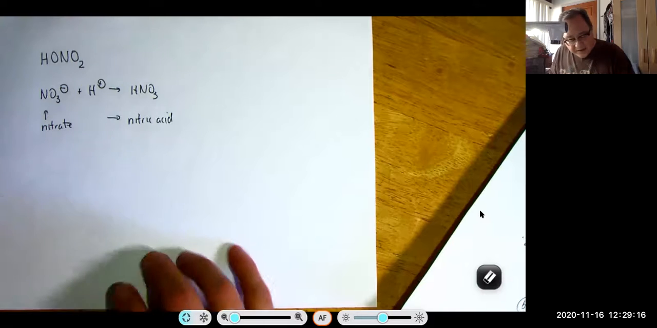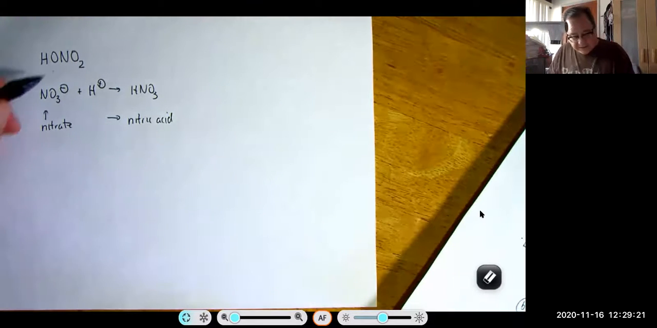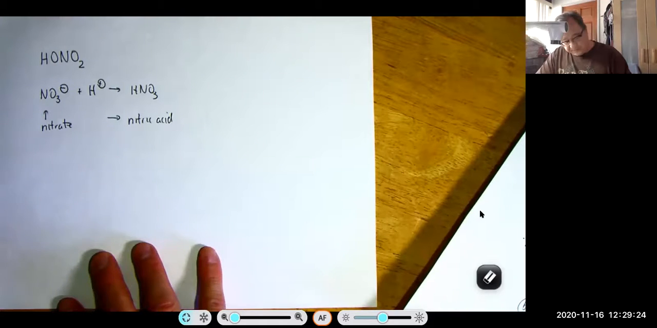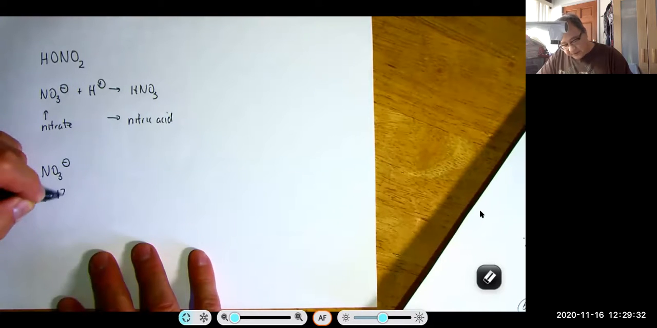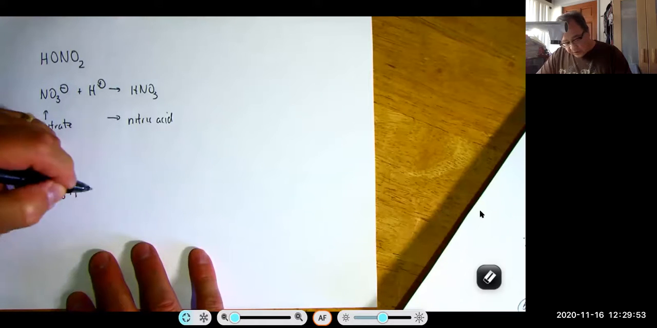Now, to help us decide how this thing is going to be made, we're actually going to do NO3 and not HNO3. So for NO3, how many electrons do we have? We have 5 plus 18 plus 1. So I'm kind of jumping out ahead here. Instead of writing everything out, we've already done that a few times. There's 5 valence electrons per nitrogen because it's in group 5A. There's 6 per oxygen, and with 3 oxygens, that's 18. And then the -1 is another valence electron. When we add this all together, we get 24 electrons.